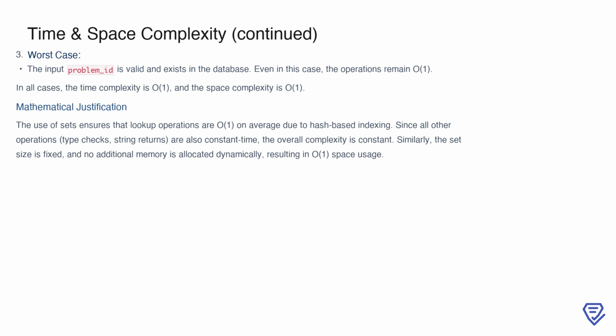Even in this case, the function operates in constant time, as all steps, including the membership check and return statements, remain O(1). Across all cases, best, average, and worst, the time complexity stays constant at O(1).